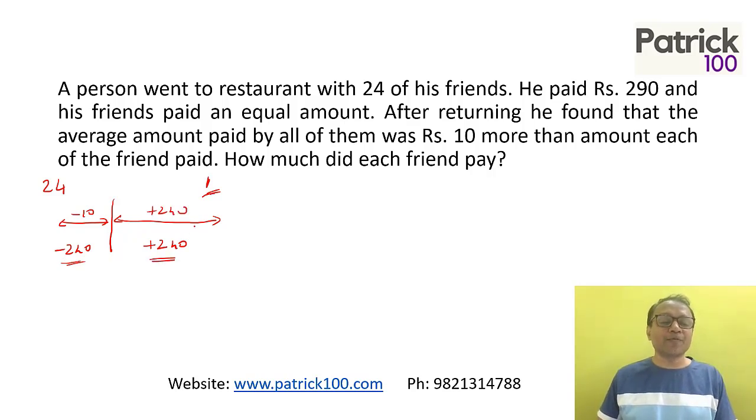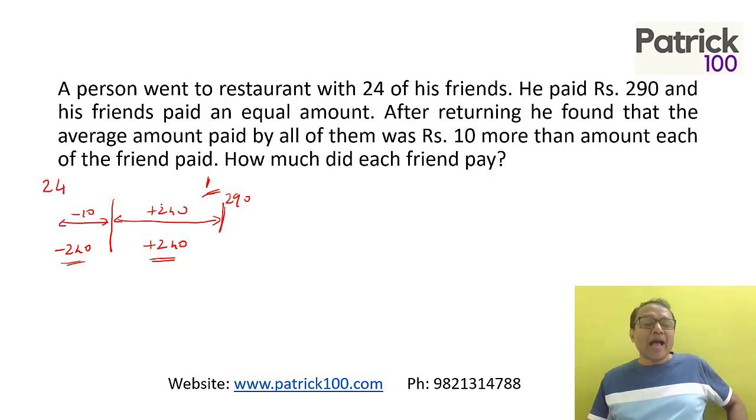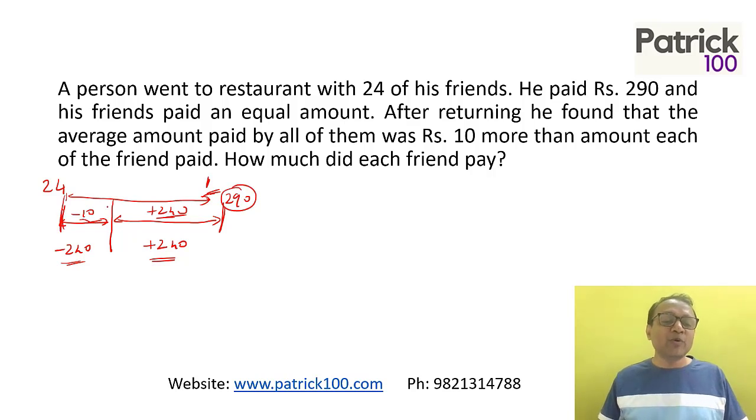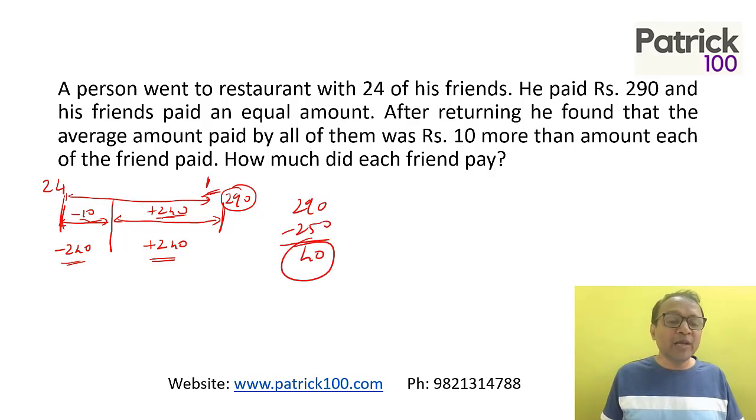One person, 240. So the difference between this person who spent 290 and the average of all the 24 people is 250. 240 plus 10, 250. The difference is 250. Which means if this is 290, these 24 people would have spent 290 minus 250, which is 40. You will get 40 as the answer. How did 250 come in? It's 240 plus 10. Minus 240 to come to the average, and a further 10 to come to those 24 people. So you'll get 40 as the answer.